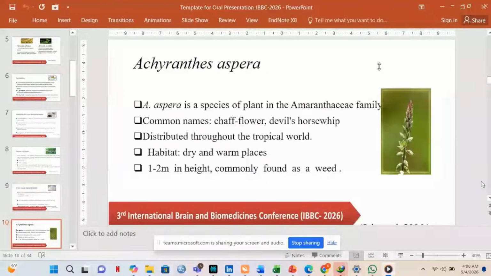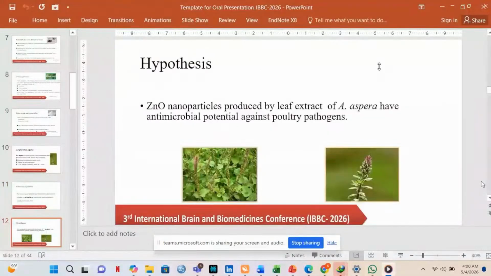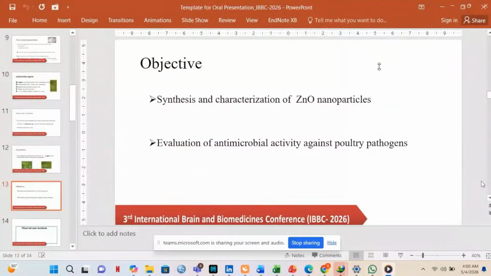So the statement of problem of this research is that the extensive use of antibiotics has raised concern about increased resistance of Salmonella species in poultry and causes serious health hazards and economic losses. Hypothesis: zinc oxide nanoparticles produced by leaf extract of Acanthus aspera have antimicrobial potential against poultry pathogens. There are two objectives of this study. First one is synthesis and characterization of zinc oxide nanoparticles, and then evaluation of antimicrobial activity against poultry pathogens.